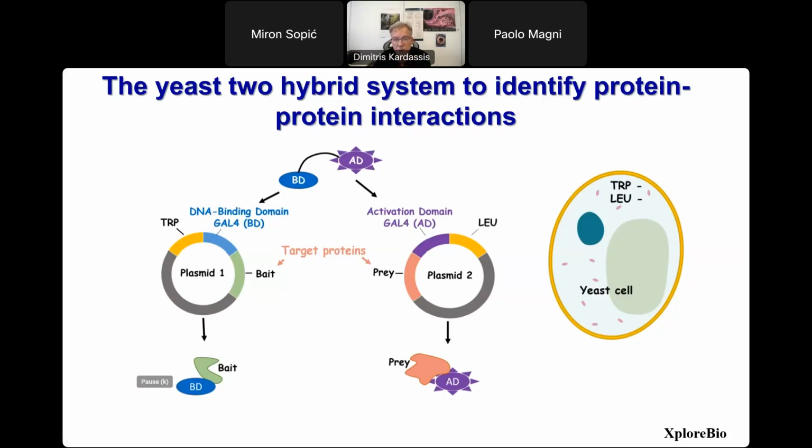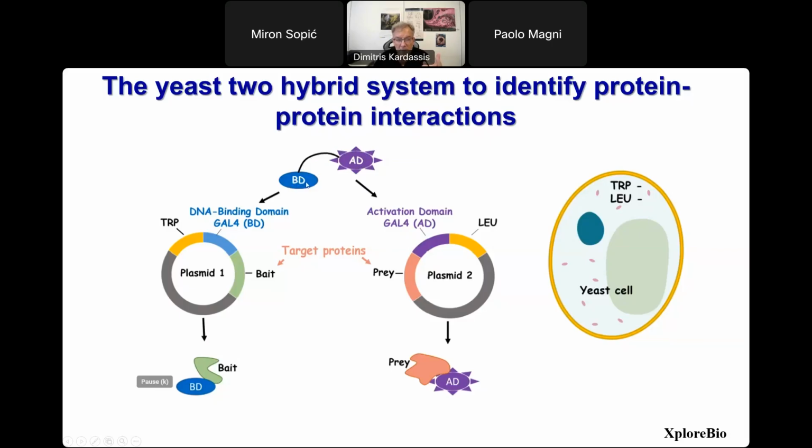And this yeast two-hybrid system is based, as the name implies, on two hybrids. So we have a transcription factor from yeast, which is called GAL4. It has the DNA binding domain and the transactivation domain. So these are the domains. So this is the hinge that links these two domains. These are the two modules that I mentioned.